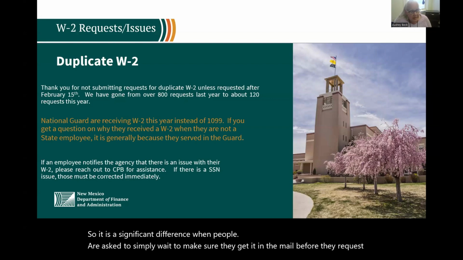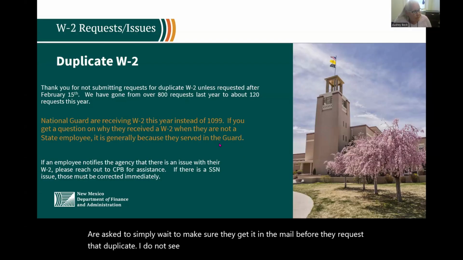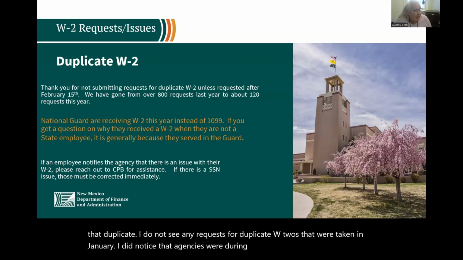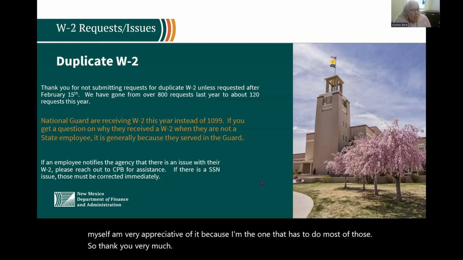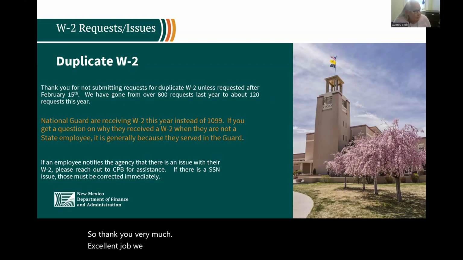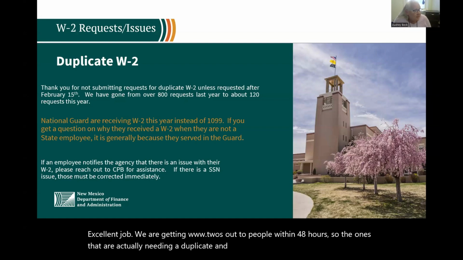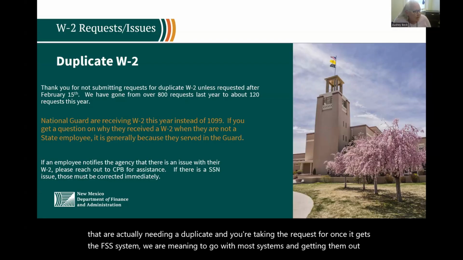I did not see any requests for duplicate W-2s that were taken in January. I did notice that agencies were very much following our guidance, and I myself am very appreciative of it because I'm the one that has to do most of those. So thank you very much. Excellent job. We are getting duplicate W-2s out to people within 48 hours. So the ones that are actually needing a duplicate and you're taking the request for, once it hits the FSS system, we are meeting the goal with most of those of getting them out the door within 48 hours of that request.